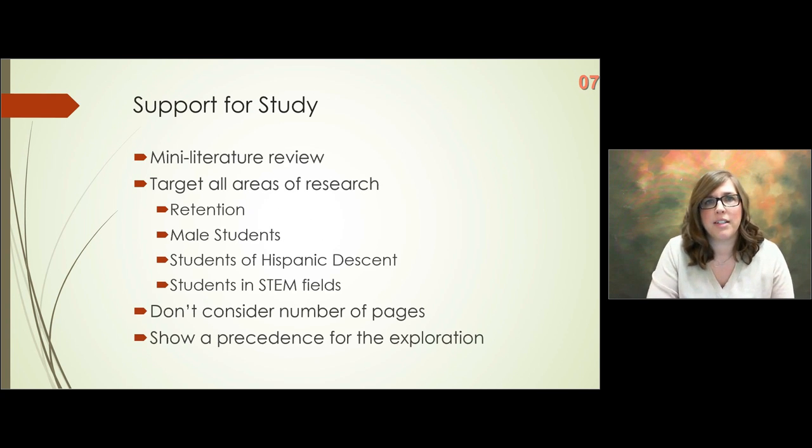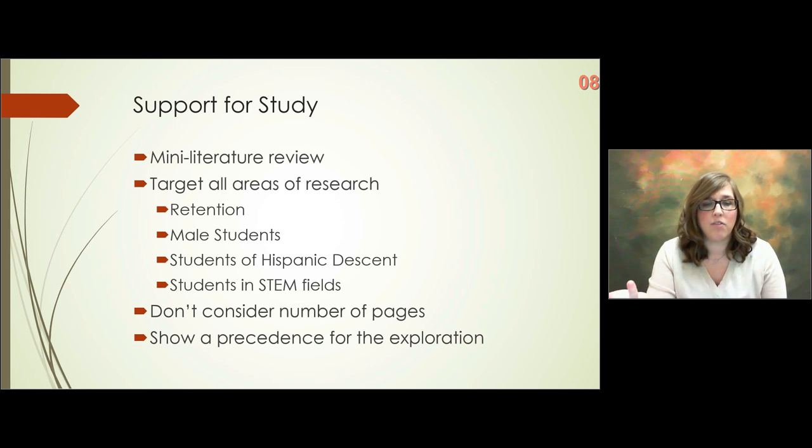So your support for this study, this is a miniature lit review. And you're going to try in a brief amount of time to target all the areas of research that are covered in your research questions or in your primary thesis. So for the one that we've been discussing throughout this presentation: retention, male students, students of Hispanic descent, students in STEM fields. Most people are probably thinking at this point, well, how long is my prospectus going to be?